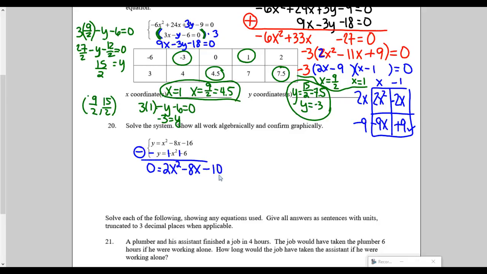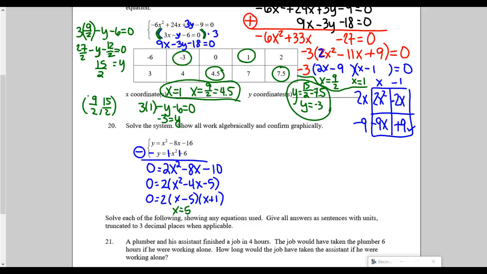All right, now I want to factor. I can take a 2 out as a GCF. What two things multiply to negative 5 and add to negative 4? That's x minus 5 and x plus 1. Set each factor equal to 0. Gives me x equals 5 and x equals negative 1.